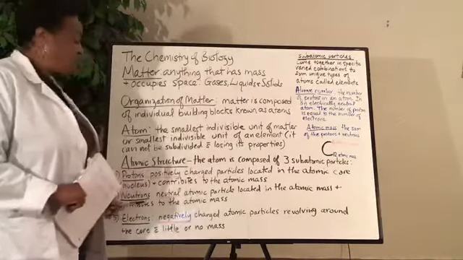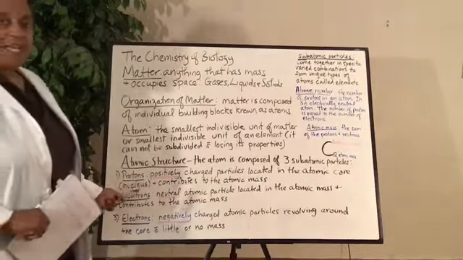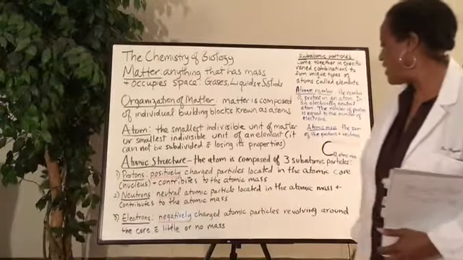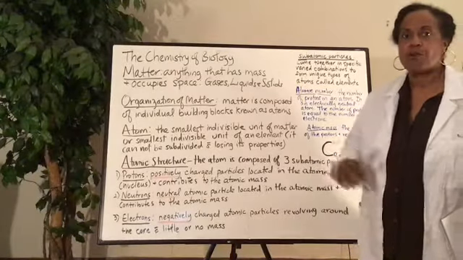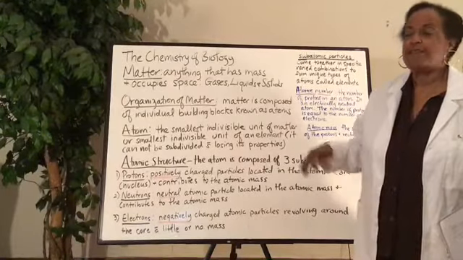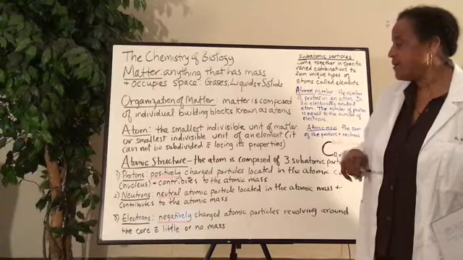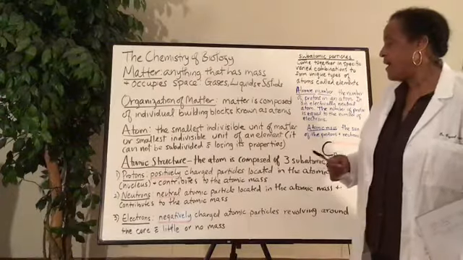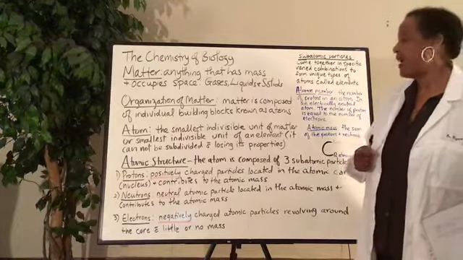Atomic structure. The atom is composed of 3 subatomic particles. These 3 subatomic particles will include protons. Protons are positively charged particles, and they're located in the atomic core. The atomic core, we're going to call it the nucleus. That's the very part that contributes to the atomic mass, or the mass of the atom.